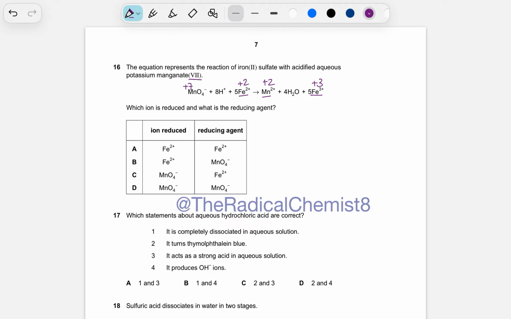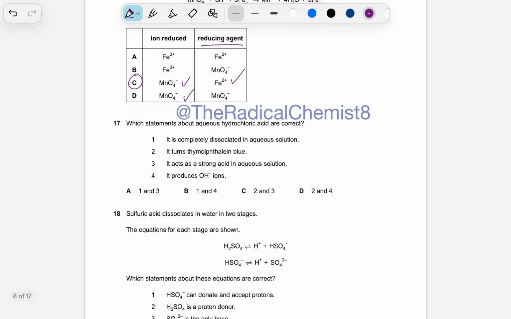So in general, what has happened is manganese has gone from +7 to +2. So that's going down in oxidation numbers, so that's a reduction. And iron has gone from +2 to +3, so that's going up in oxidation numbers, so that's oxidation. So the ion that is reduced would be the manganese. And the reducing agent, remember, is a species that is itself oxidized, but carries out the reduction of another species. So in this case, the species that is oxidized would be iron 2+. So your answer is C.